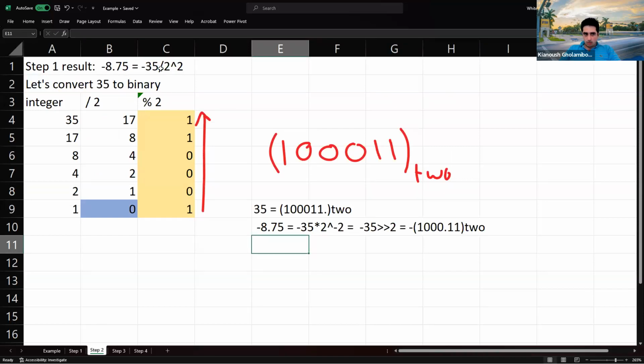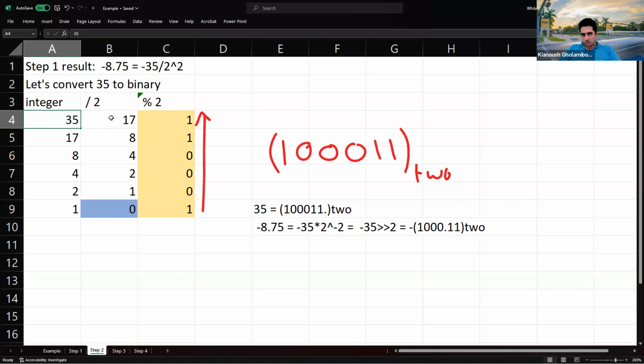Given the result of step 1, which was that the number is negative 35 over 2 squared, let's convert the number into the form of a binary number with a whole part and a fraction part. To do this, you need to first convert 35 to binary, because the numerator was 35. So let's first take care of the numerator, then I'll tell you what to do with the denominator, which is 2 squared. So 35, keep multiplying it by 2 consecutively.